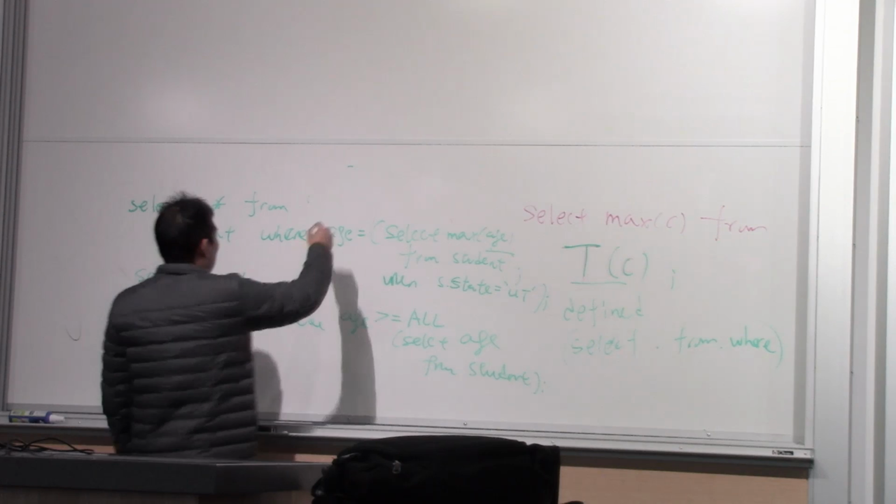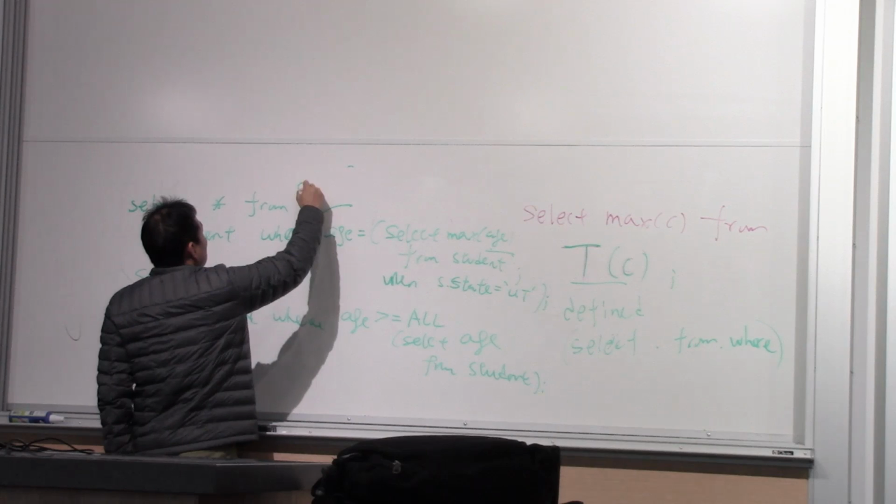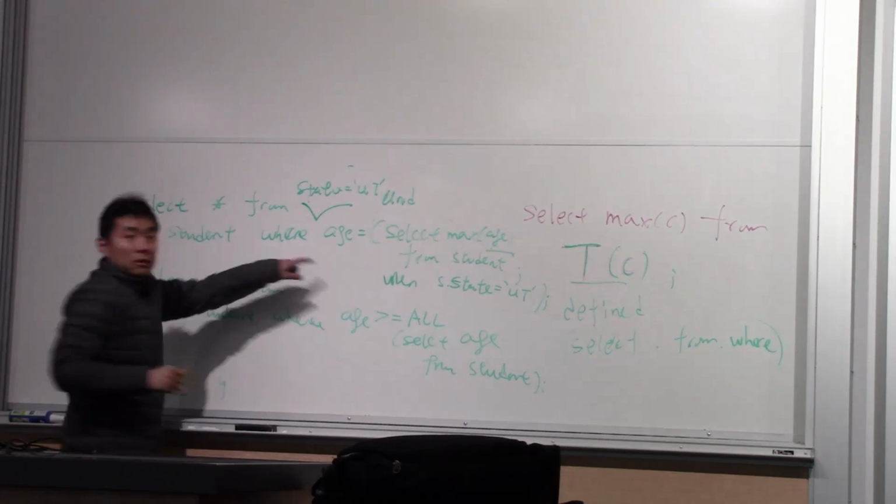If he's from Utah, exactly. So the outer block, you also need to add a condition that state equals Utah. Not only do you need to add this condition to the inner block, you need to add this condition to the outer block as well.